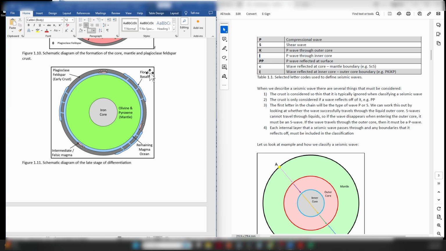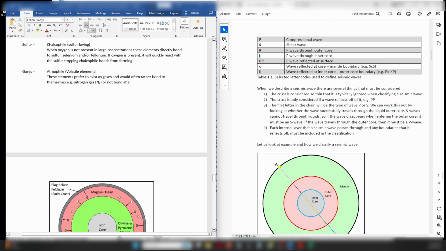So we took this totally homogeneous magma ocean and we ended up differentiating it into the Earth's iron core, into the Earth's olivine-pyroxene dominated mantle, and then eventually over time we also ended up forming the oceanic crust, which is dominated by basalt, and the continental crust, which is dominated by intermediate and felsic rocks. So great, we've got that pretty much down.